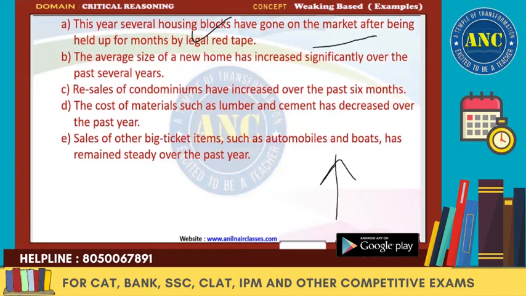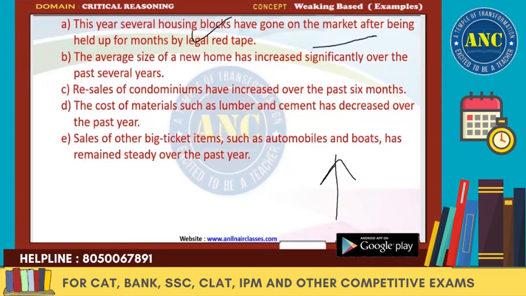How about option B? The size of homes by itself does not point to any flaw in the argument. Look at option C. What is being talked about here? The argument centers on new homes. So resales of condominiums are not directly related.